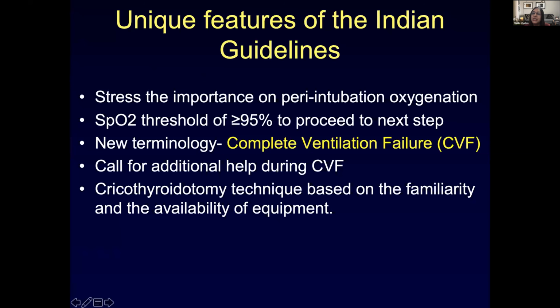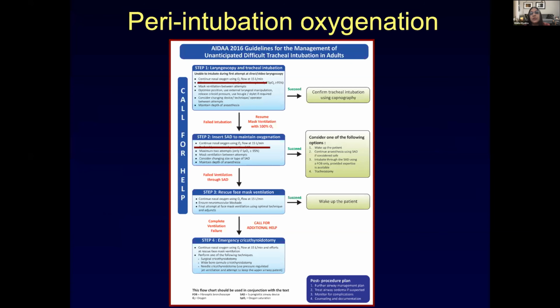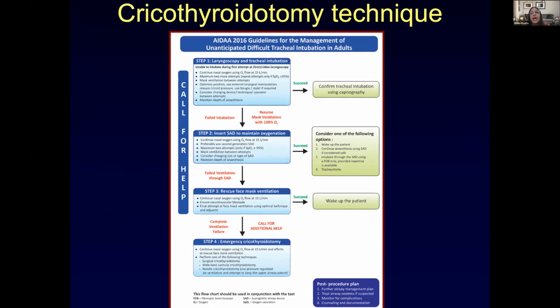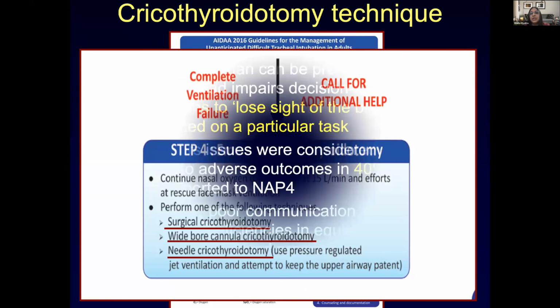New terminology, as I mentioned, complete ventilation failure, calling for additional help, and cricothyrotomy technique based on your familiarity and the availability of the equipment. We did not restrict it to doing a surgical cricothyrotomy. So this is the peri-intubation oxygenation, continue your nasal oxygen following the pre-oxygenation. And also the cricothyrotomy technique based on your familiarity, calling for additional help.